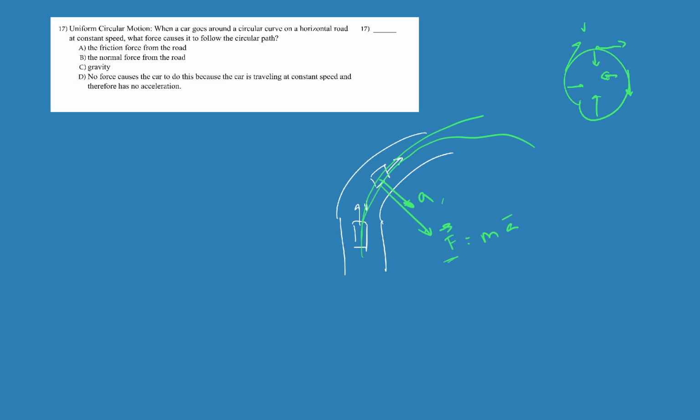The friction force is the one acting on the object that makes it possible for the object to do the curve, because there is a force in this direction. If there is no friction, the body, the car, will go moving directly in a rectilinear line. It cannot make the curve. Okay, so the correct answer is A, the friction force.